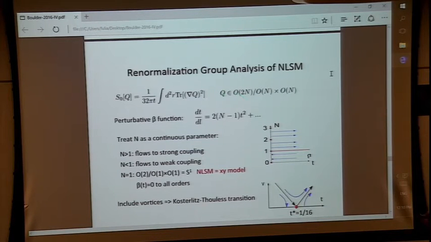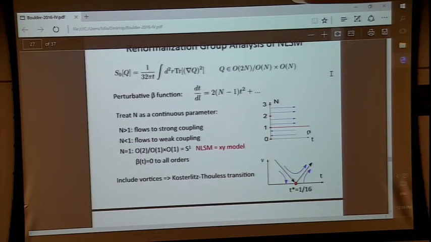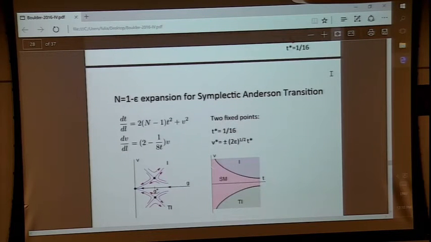But we also know that the XY model has vortices, right? So these are exactly the vortices I just described. And when we include vortex contributions in this 2-parameter flow diagram, there's the Kosterlitz-Thouless phase diagram, with this transition at a special value of t. So, yeah.